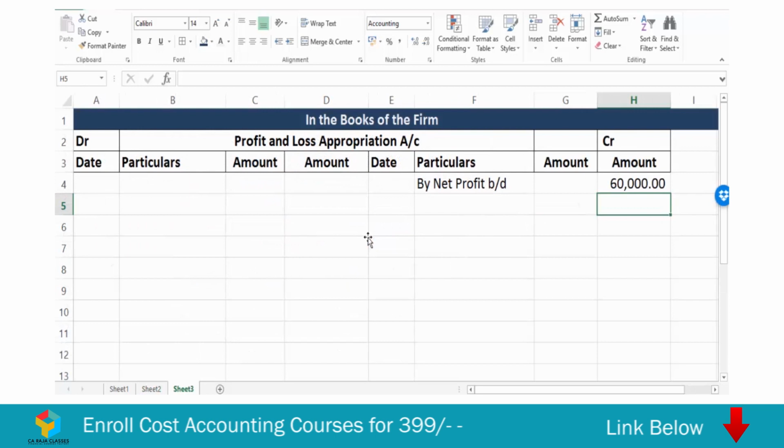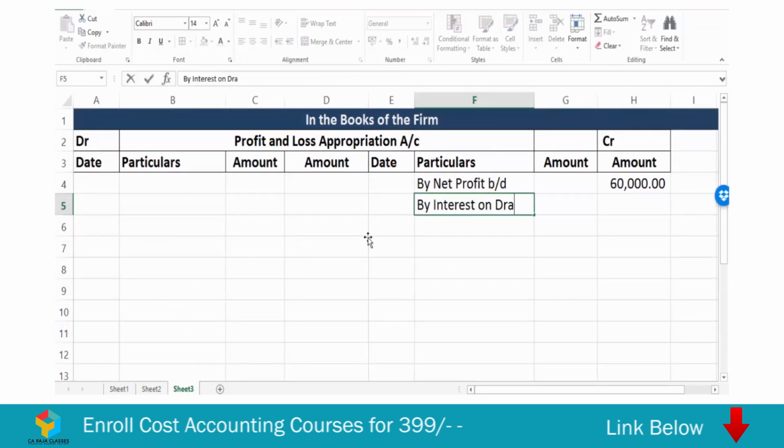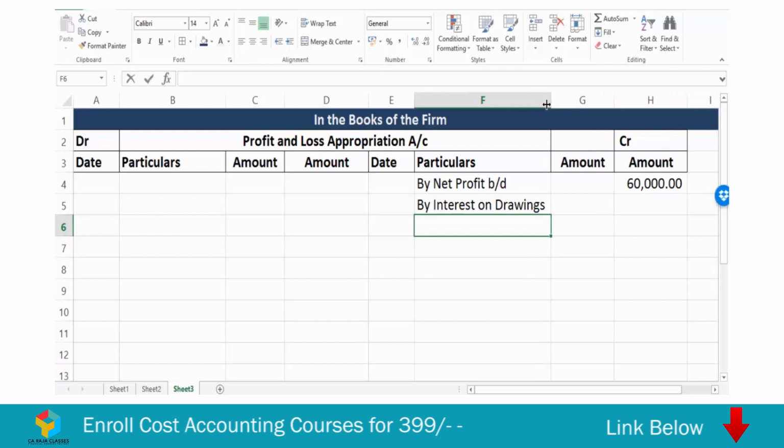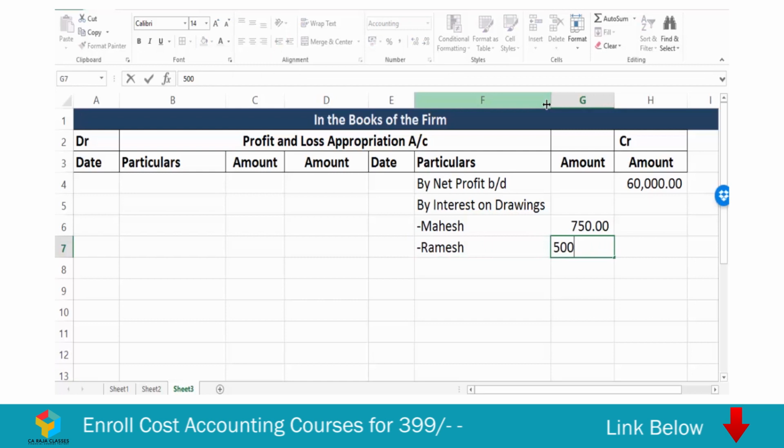So let us do that. It is by interest on drawings. By interest on drawings, first let's capture for Mahesh. For understanding purposes, I'll put it here in the inner column. Mahesh, it is 750. Then we have Ramesh, it is 500. Its total should appear on the credit side, which is 1,250.